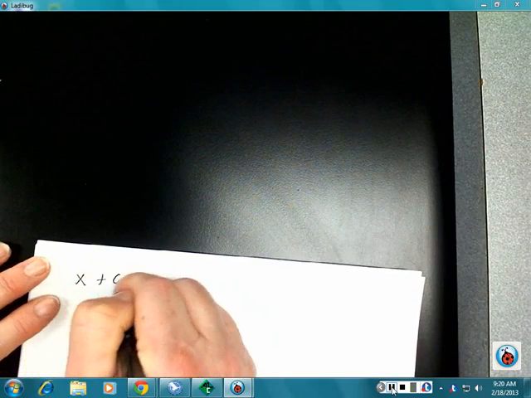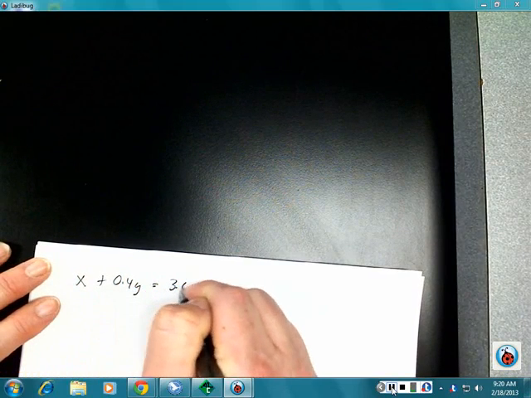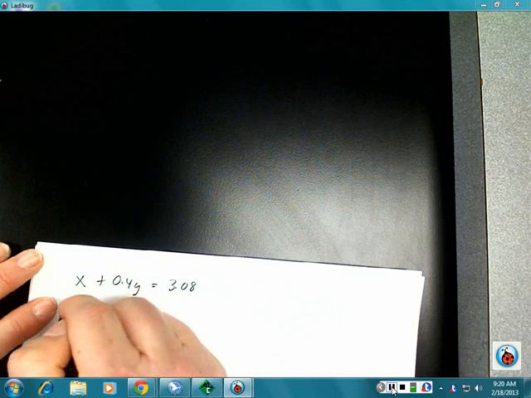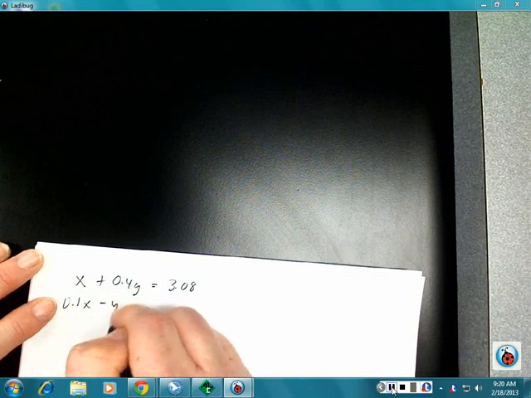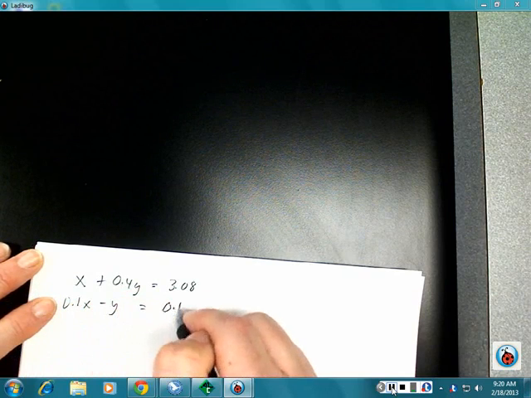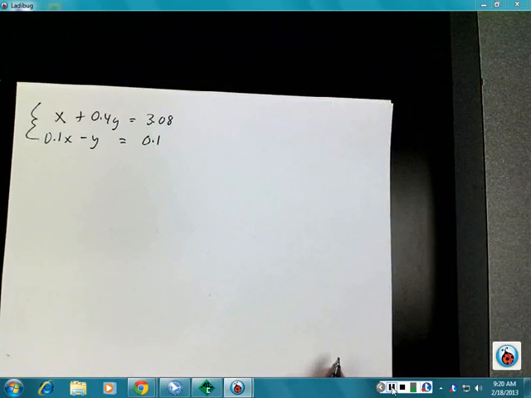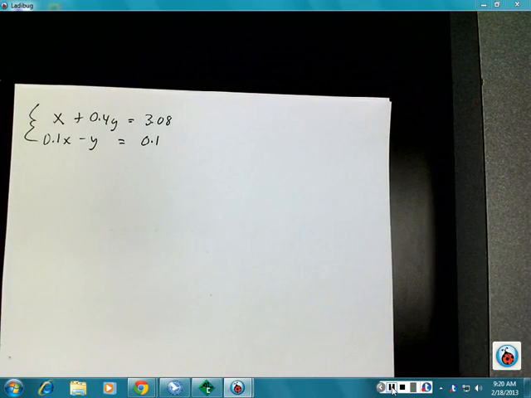X plus 0.4y is equal to 3.08. And 0.1x minus y is equal to 0.1. So we have some decimals, so we just got done talking about those in 8.1 or 8.2, I guess it was, where we had decimal pieces in there. So what happens with this? Before I try to do anything with it, I'd like to get rid of my decimals. Can we do that, you think? Okay, so let's try to see if we can get rid of that.